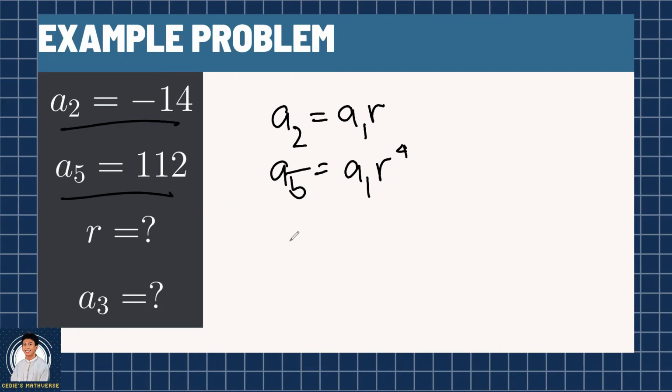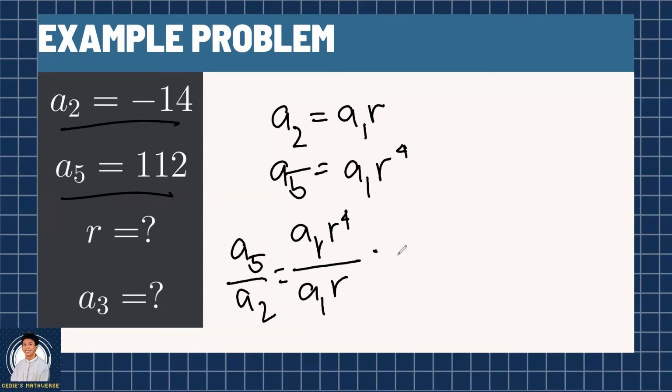Now, to solve for r, we need to get rid of a sub 1. So a sub 1 multiplied by r raised to the fourth power all over a sub 1 r. This gives us r cubed. This is ugly. Also, we know that a sub 5 is 112 and a sub 2 is negative 14. So r cubed is equal to negative 8.